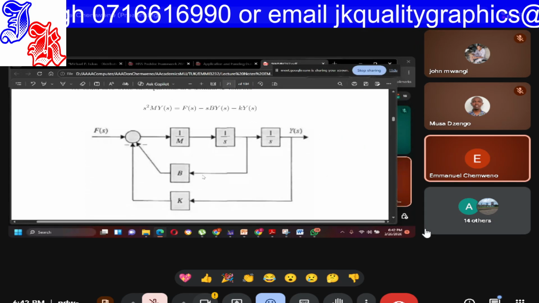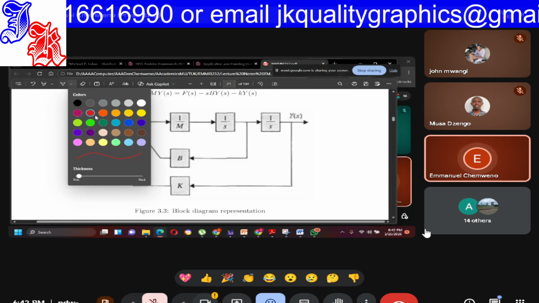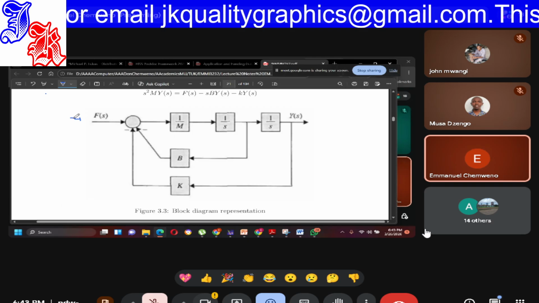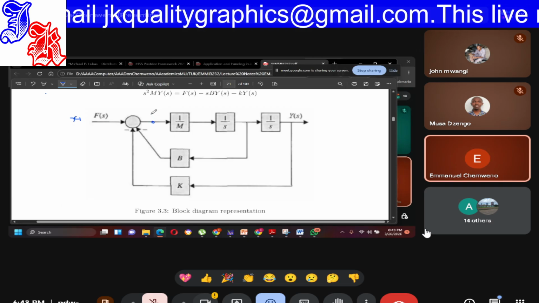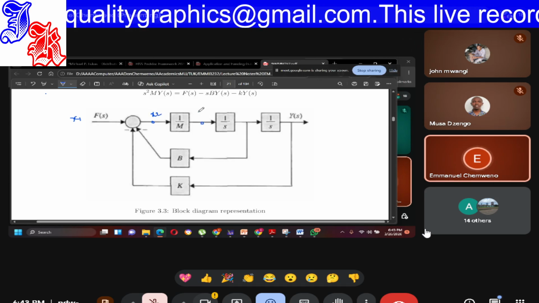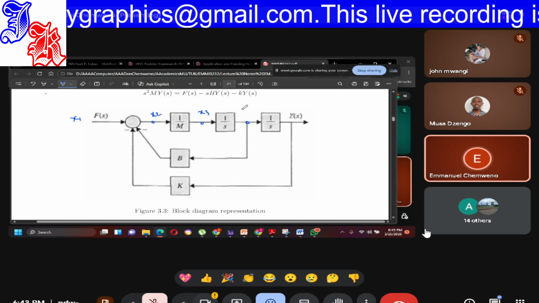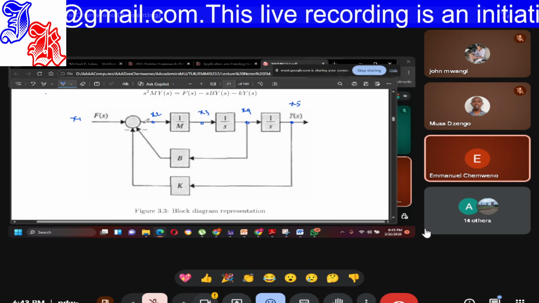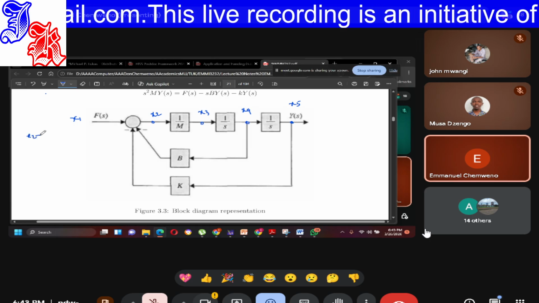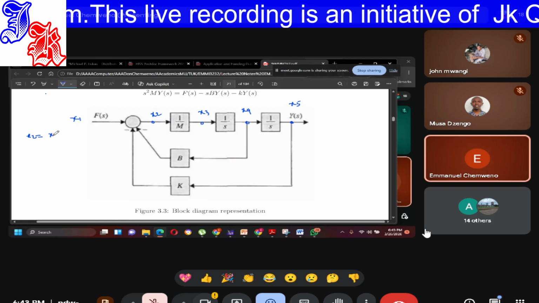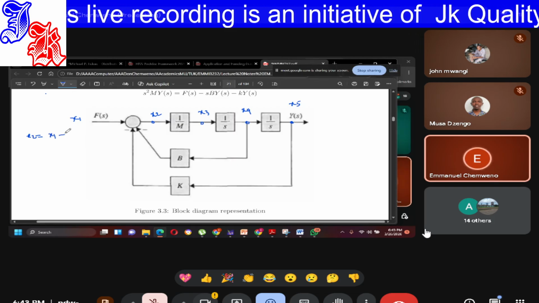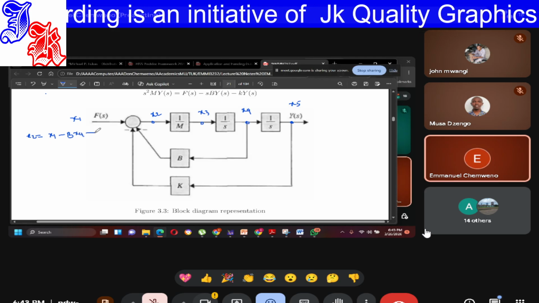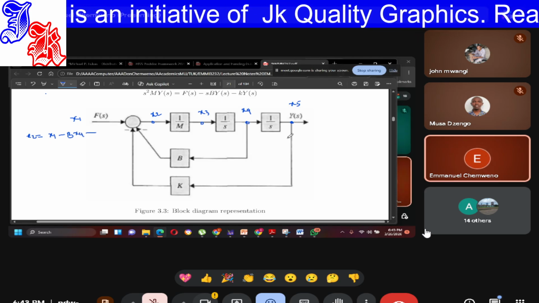We'll use this one. So the first thing is that I will identify unique signals. I can call this x0 or x1. I call this point x2, this point x3, this point x4, and this point x5. Now I will say x2 is equal to x1 minus b x4 minus k x5.